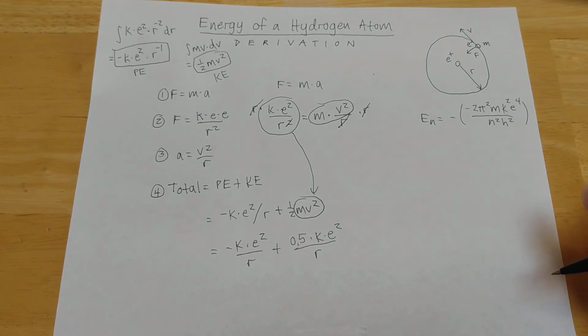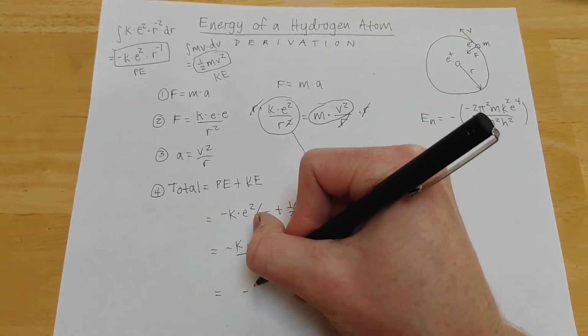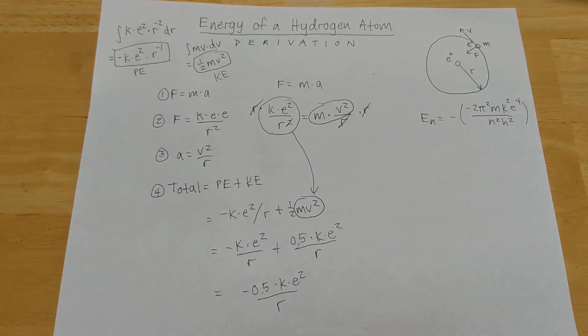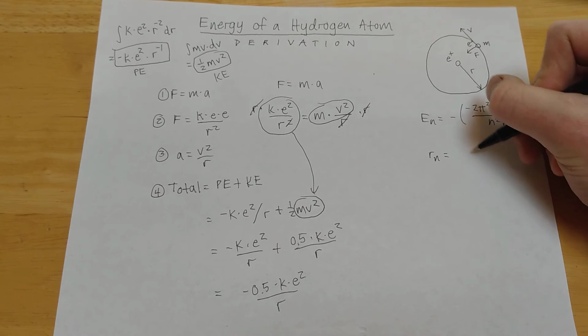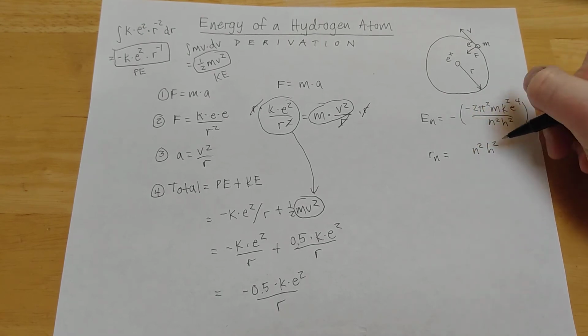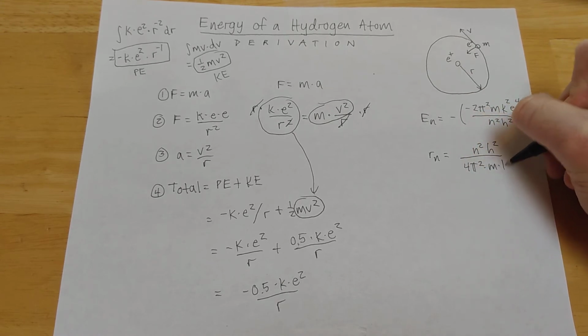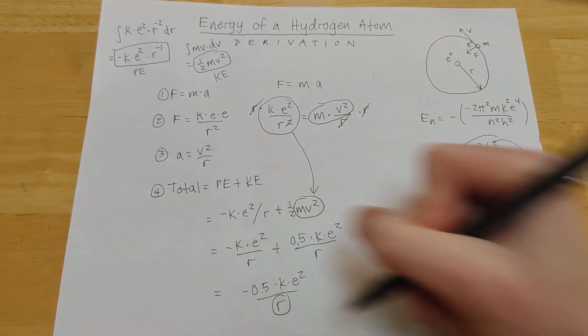And it's beautiful at this point because we can now use common denominators and combine the numerators here. So we'll go one more step. Negative 1 plus 0.5 is going to end up getting us negative 0.5 k e squared, all divided by r. So now at this point, we could use the radius of the nth Bohr orbit to make another substitution. n squared h squared divided by 4 pi squared times m times k times e squared. And this is actually what we're now going to replace for this r down here.